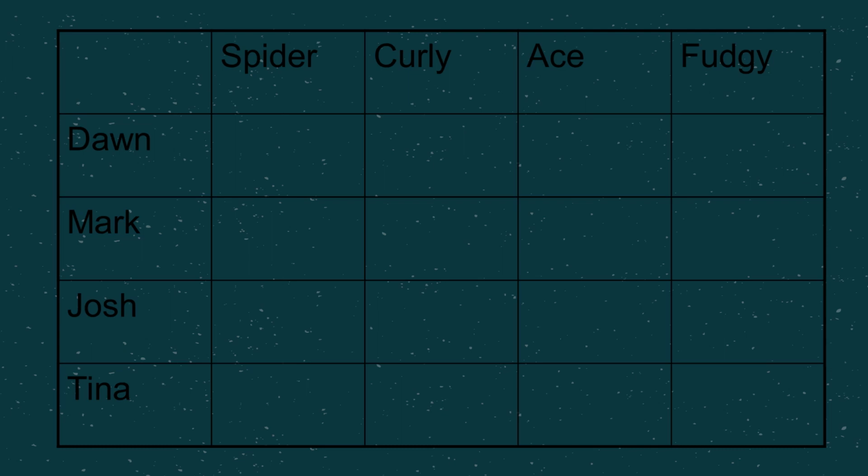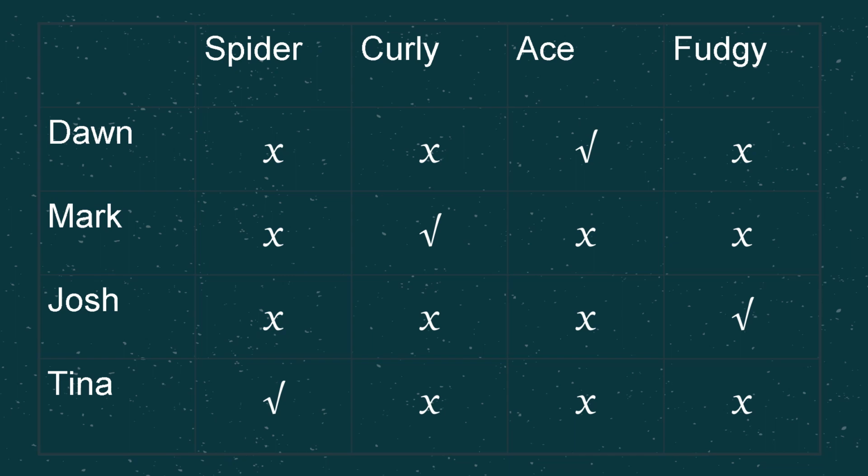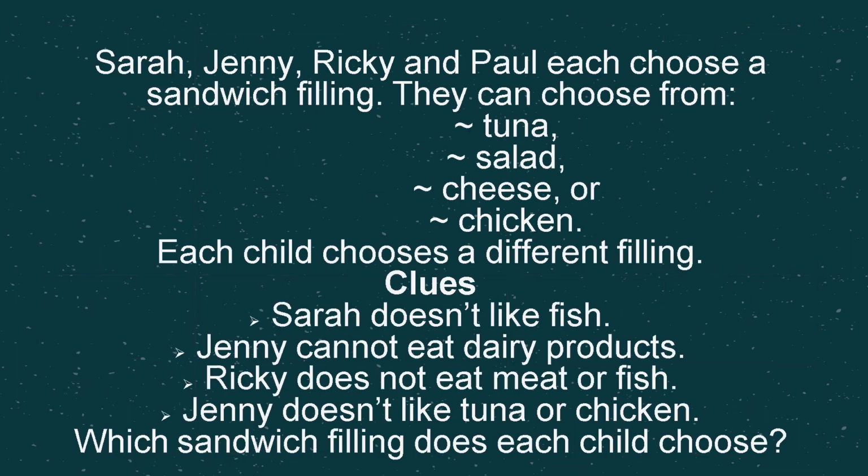This is another way you could work out a solution, by using a table. As you work through the clues, you will tick and cross the boxes on the table. Now it's your turn to try a similar challenge. Write your answers on a piece of paper by showing how you worked it out, and maybe you will find a different way to show your working.